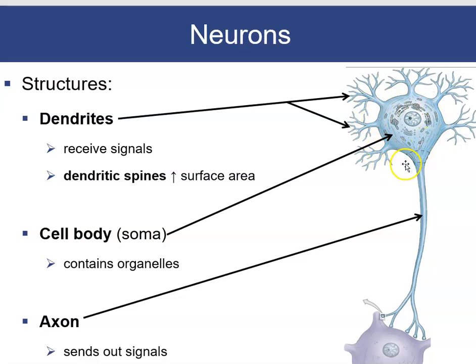This is the cell body. It is also called the soma. This is the part of the neuron that looks like any other cell, classic cell in the body. This is where you find the nucleus and all of the other organelles. This long structure here is the axon. This is a long, slender process that sends out the signals. Again, it is a one-way flow from the soma out down this axon.